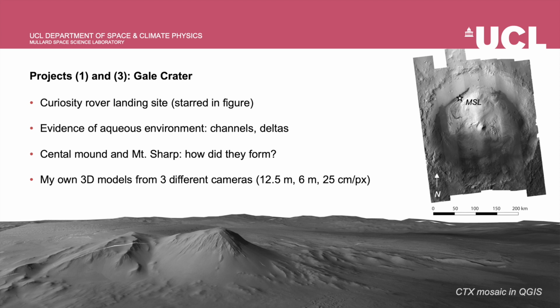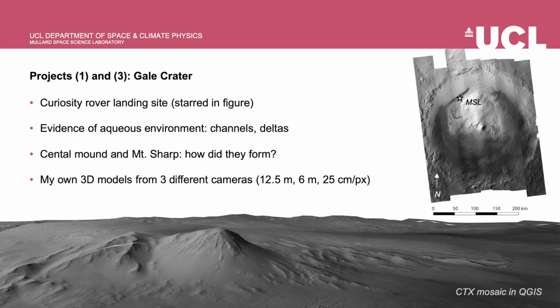I've applied 3D imaging in particular to an area on Mars called Gale Crater. This is the Curiosity Rover landing site. And in the little map in the corner, you can see a little star that says MSL, so that's Curiosity Rover's current location approximately. And Gale Crater is really interesting because there's evidence of aqueous activity, which means water. So we see channels, we see deltas. The geochemistry that the rover has studied suggests a lake environment. So there's a lot of evidence of water that has been active over a certain period of time.